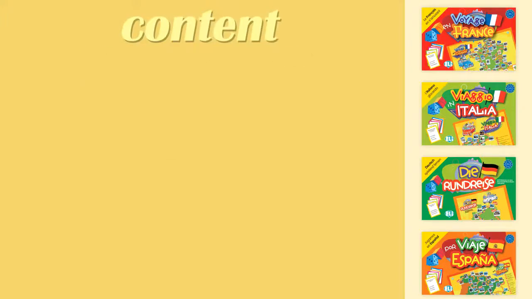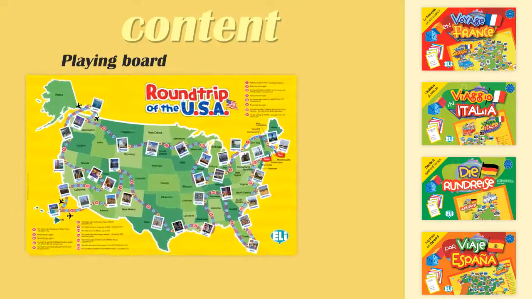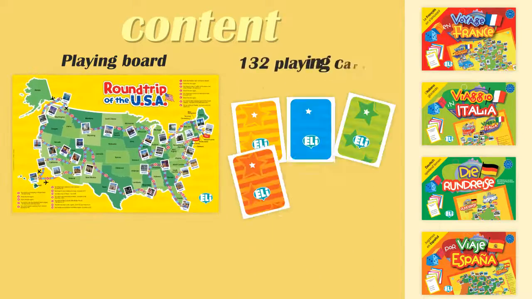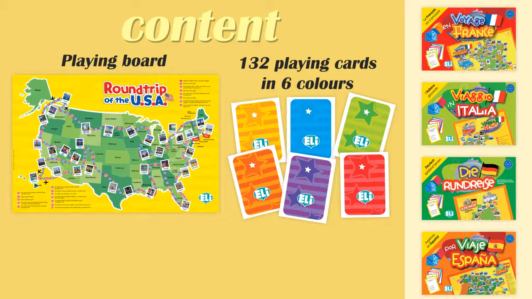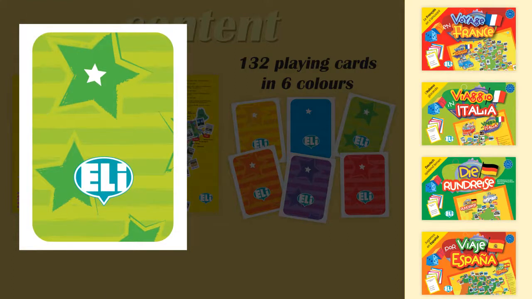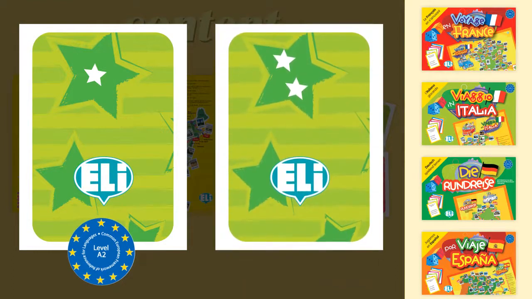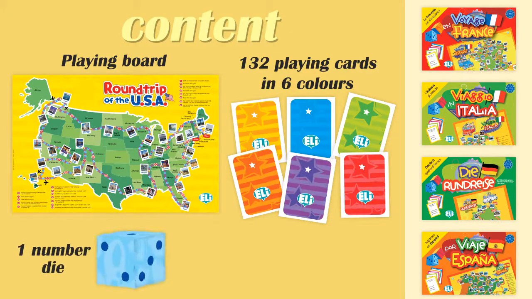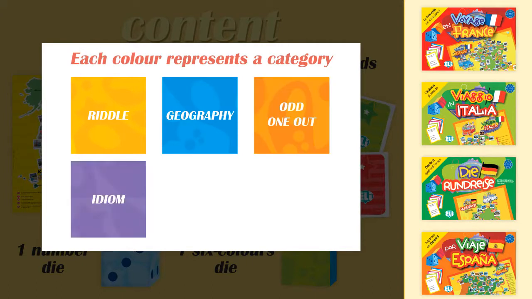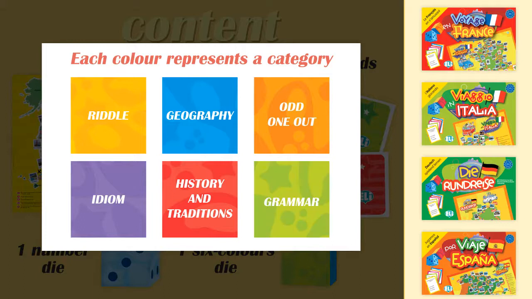The box contains a playing board, a map of the USA containing 125 stops. Some stops show photos or give instructions. 132 playing cards, divided into 6 coloured decks of 22 cards. Of these, 11 show 1 star for a game at A2 level, and 11 show 2 stars to play at B1 level. 1 numbered die, 1 6-coloured die. Each colour represents a category: riddle, geography, odd one out, idiom, history and traditions, grammar.